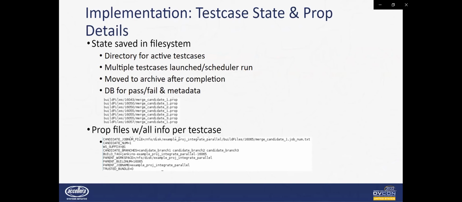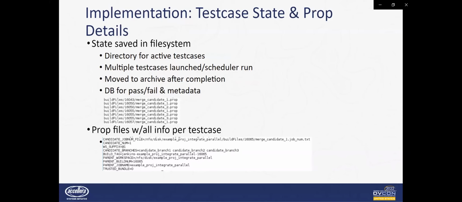We do most of our state tracking just with files. We have a directory and it has all the .prop files of active test cases. Anytime you want to see the state of what is running, you just need to go look at these prop files, and that's it. We have a simple database that really only tracks if candidates have passed or failed, and small amounts of metadata like retry and priority. But outside of that, most of the flow is just tracked through our file system.